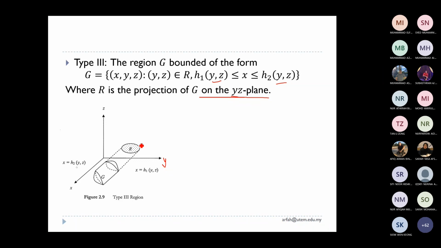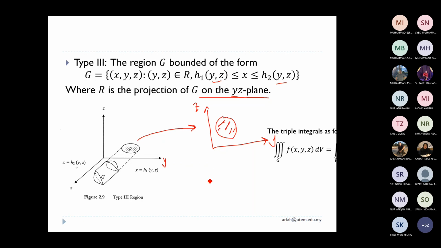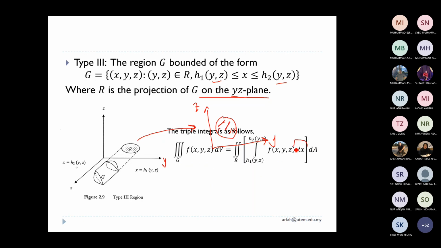Okay, the region base. So from here, if you do the drawing, you are going to have, this is your Y and this is your Z, and this will be the region. So from here, your integration will have the integration with respect to dx first, and then it will follow by dz dy, or dy dz, depending.